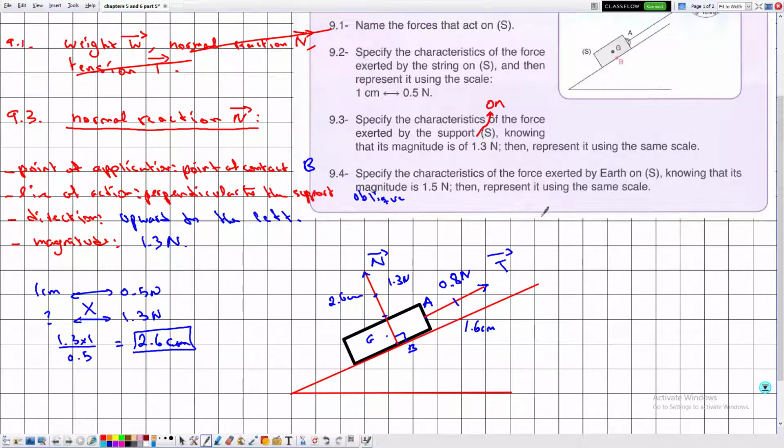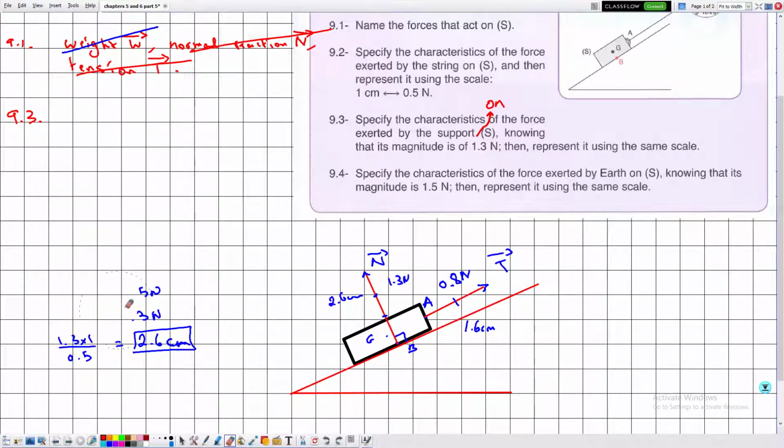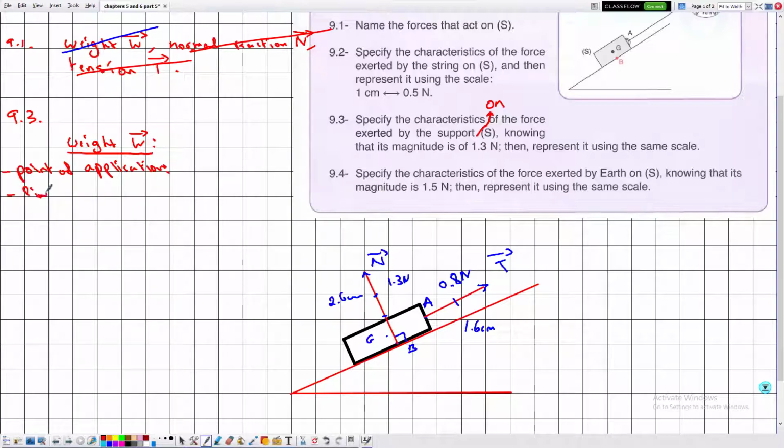Now in 9.4 they are telling me to specify the characteristics of the force exerted by Earth on us, and for sure they are talking about the weight, and let's eliminate it. We need to list the properties. Then as for the weight W, we have the point of application, we have the line of action, we have the direction, and the magnitude. So always the first three properties for the weight are always fixed, and they are given by the center of gravity G.